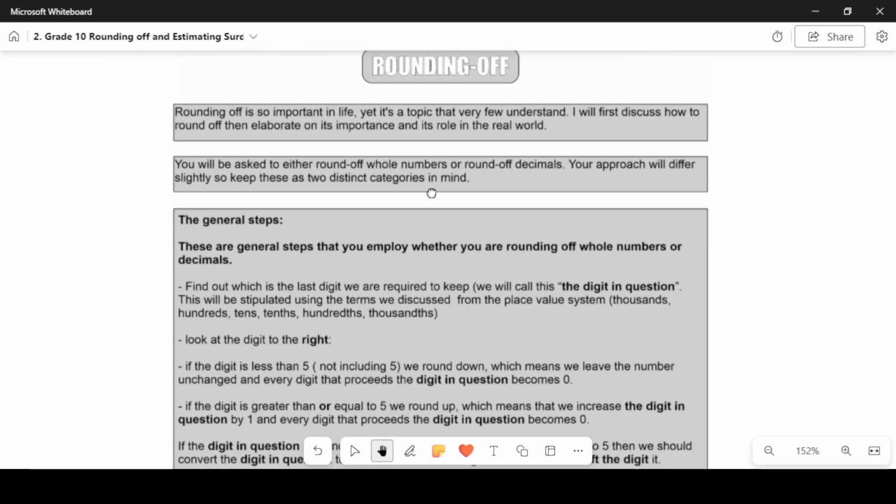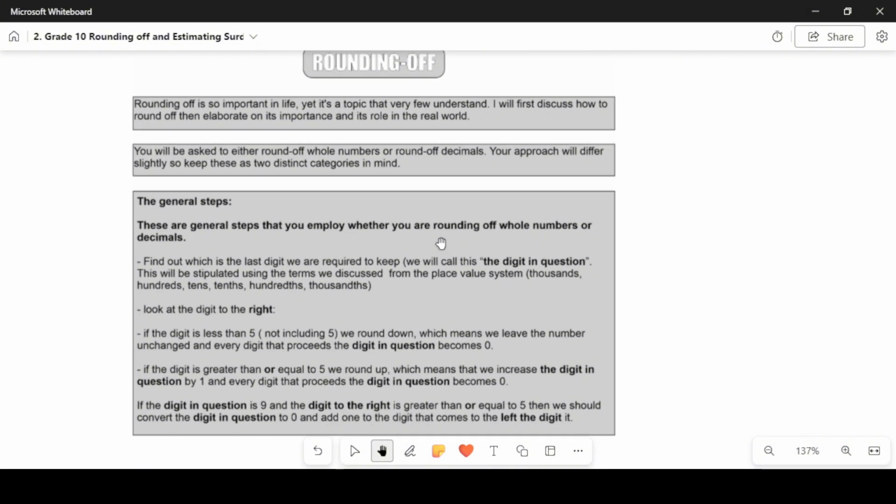So let's talk about rounding off. Rounding off is so important in life, yet it is a topic that very few understand. I will first discuss how to round off, then elaborate on its importance and its role in the real world. You will be asked to either round off whole numbers or round off decimals.